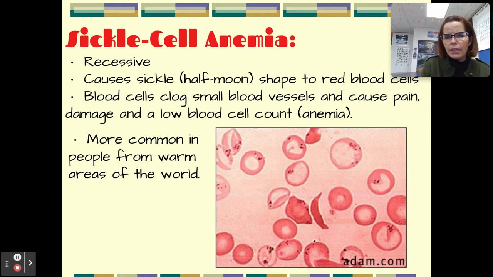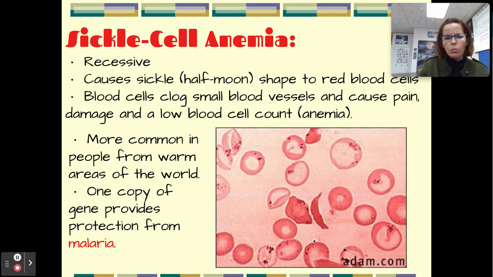It's more common in people from warm areas of the world because, ironically, there's a mosquito-borne disease called malaria. And if you have one copy of the gene for sickle cell anemia, you're protected from the disease malaria. So people who have one copy of the gene are more likely to survive malaria. But then that means they pass on sickle cell anemia to their children. So we see more sickle cell anemia in people from Africa and areas of South America, just as an example.